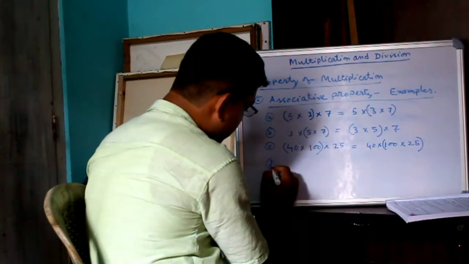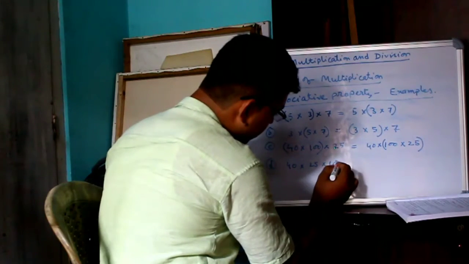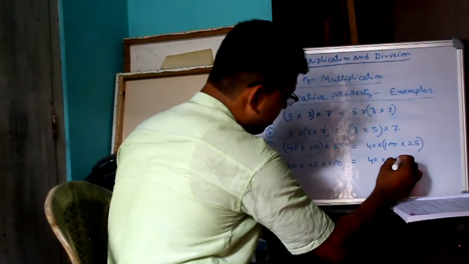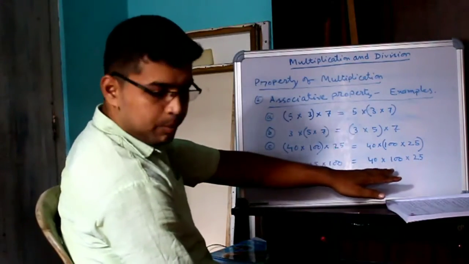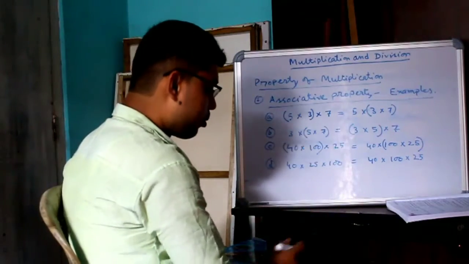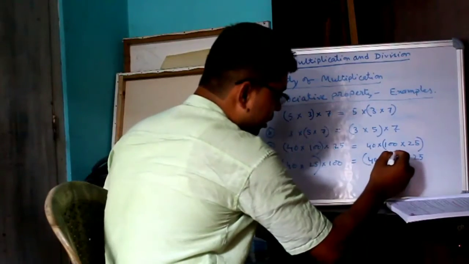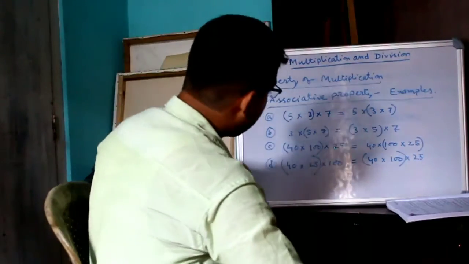Another, 40 into 25 into 100, or if we write 40 into 100 into 25. This is also a commutative property because we are changing their order, no problem. But if we give brackets there, these types of things are called associative.